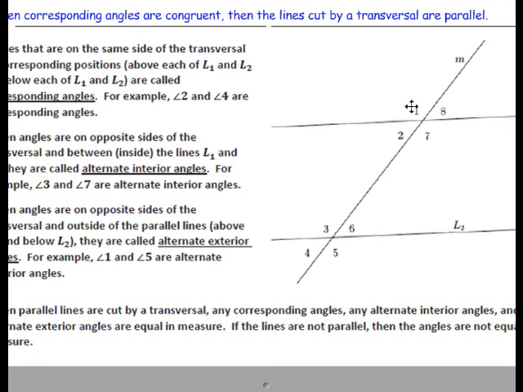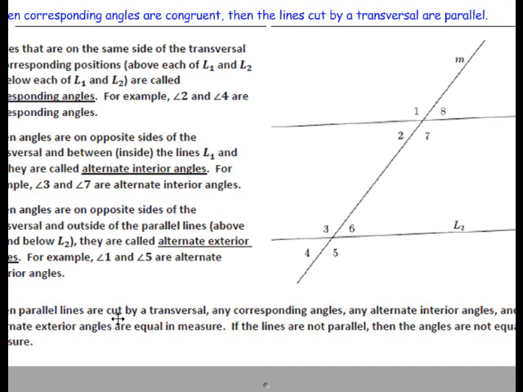So exterior would be 1 and 5. Those are alternate exterior because they are exterior and they alternate sides of the transversal. One is on the left, the other is on the right. The other pair of alternate exterior angles is angle 8 paired up with angle 4.